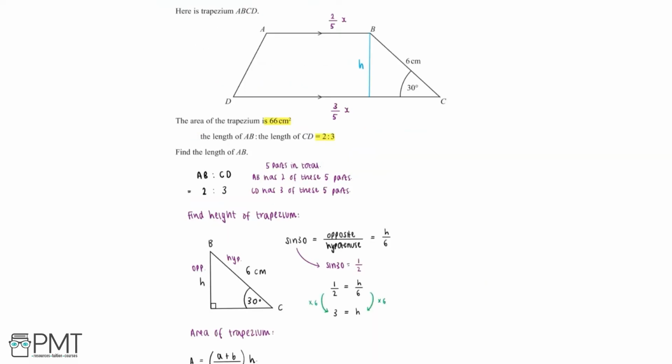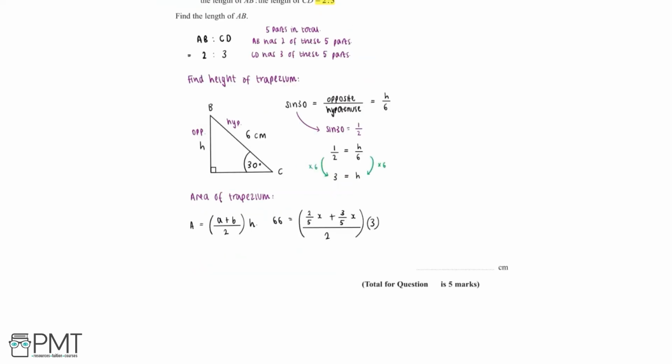And so looking at the formula for the area of the trapezium, we'll let A equal 2 out of 5x and B equal 3 out of 5x. And so we can say that the area, which is equal to 66, is equal to 2 out of 5x plus 3 out of 5x, all divided by 2, and then all multiplied by the height of 3. And so we can use this in order to find the length AB. We need to simplify this expression first. 2 out of 5x plus 3 out of 5x is equal to x. And so the area of 66 is equal to x over 2, all multiplied by 3.